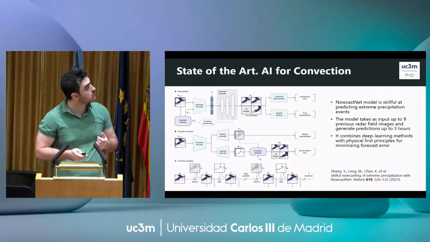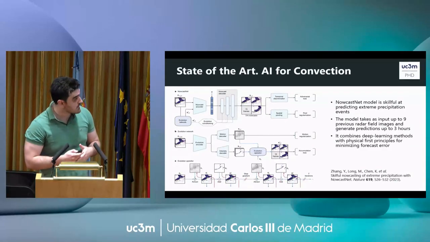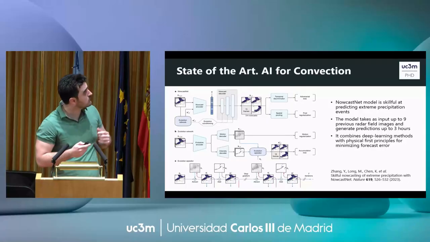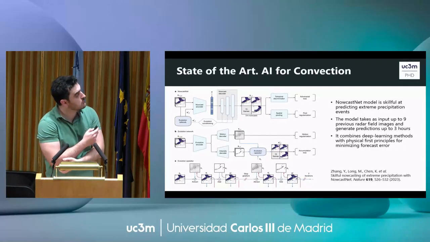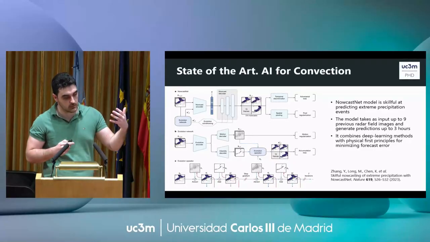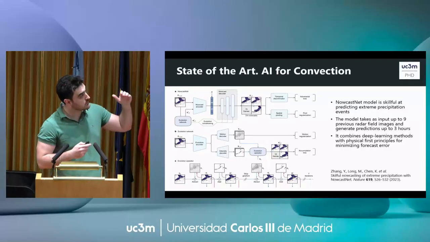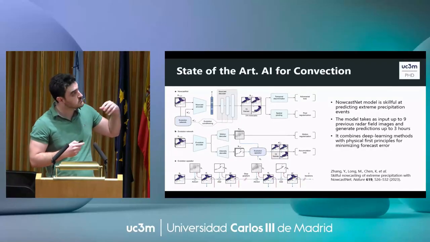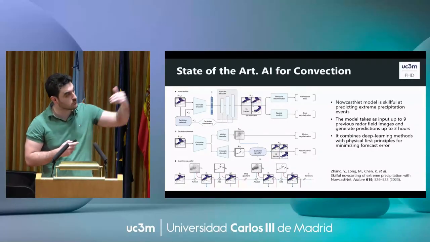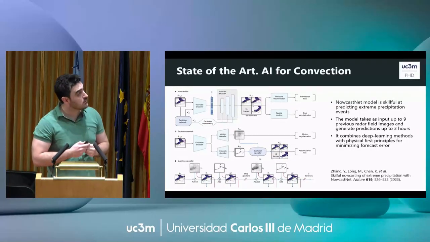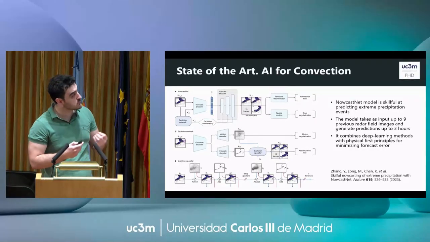And on this part, it's a very active research area in which the goal of the AI models that have been developed is to kind of create sequence-to-sequence models. So they are fed with a sequence of radar images, and they try to predict the future sequence of radar images. In the end, radar is precipitation.